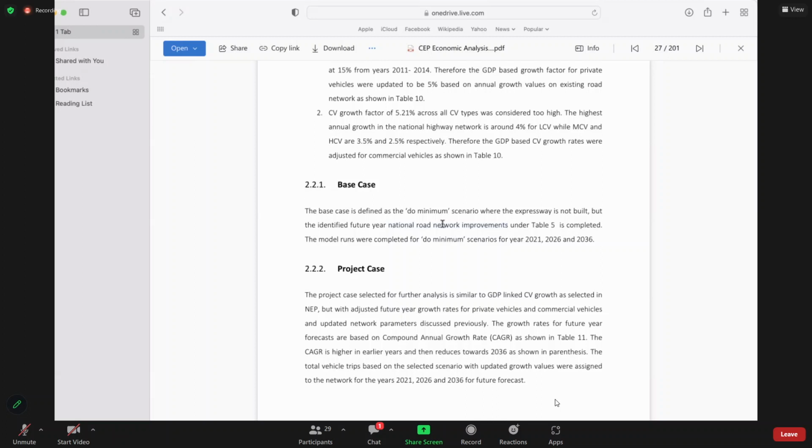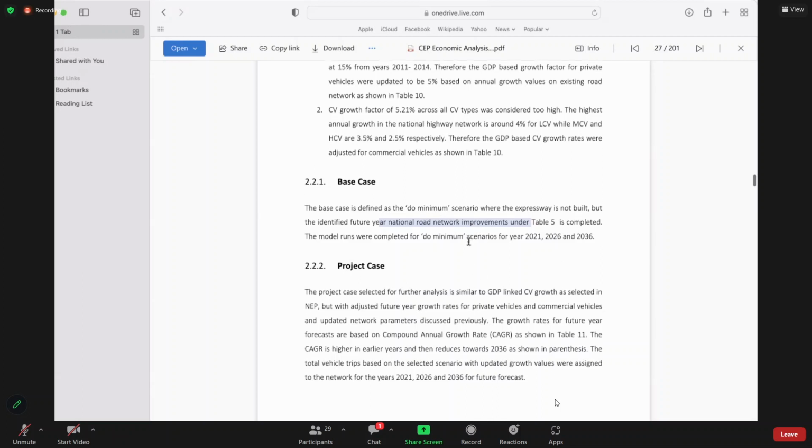So even if you do nothing, you still have to improve the existing network. Even if you don't do the expressway project, you still have to incur these costs to improve the network. So there's no use considering those things in analyzing the project. So they are actually doing their identifications of costs and benefits compared to this do minimum scenario.